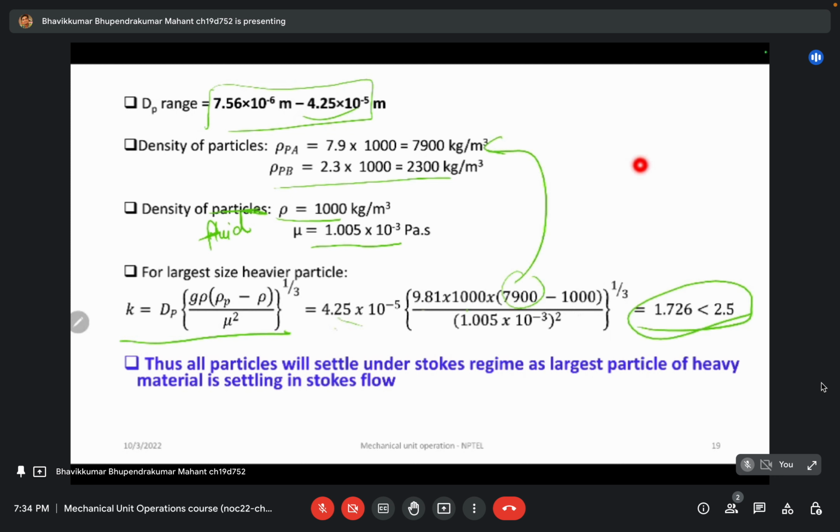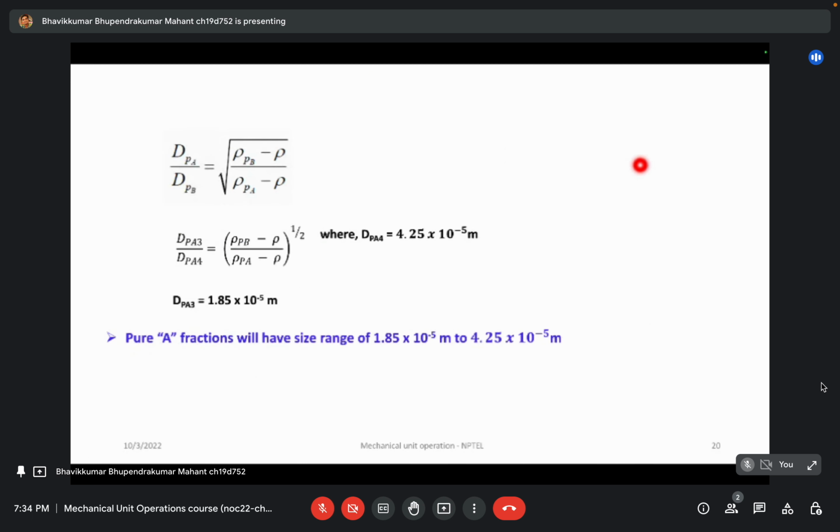At the end you will get the value of 1.726, which is less than 2.5. Again, all the particles are under the Stokes regime. Again we are using the same equation with the square root.